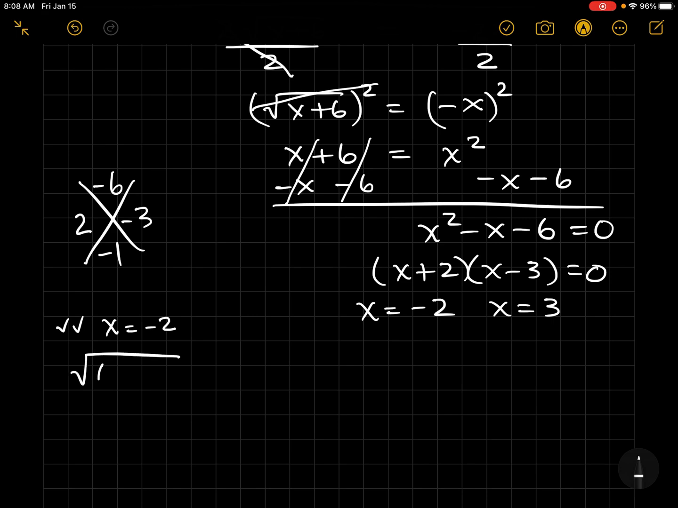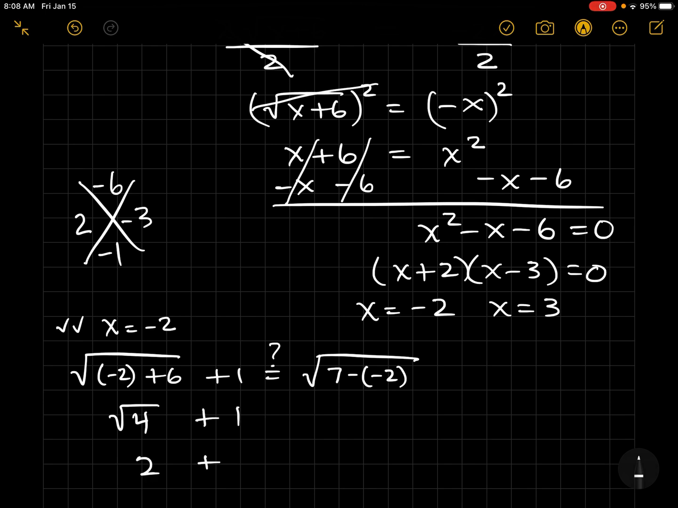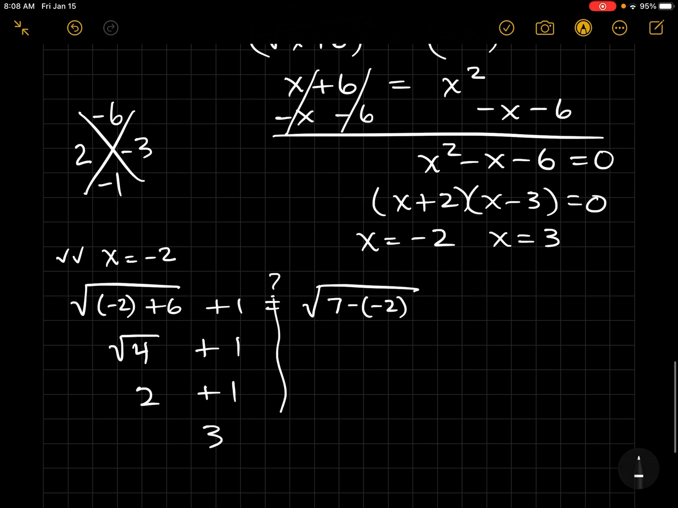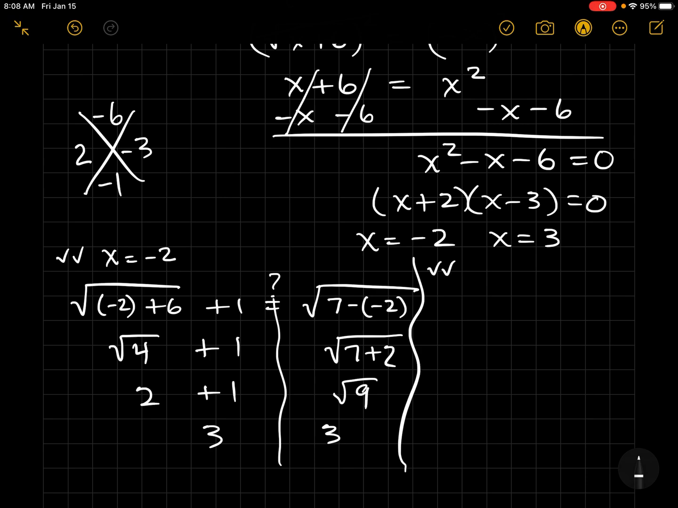So I have negative 2 here, plus 6, plus 1. Does that indeed equal 7 minus negative 2? So now I'm looking at the square root of 4 is 2, plus 1 is 3. Does that equal this side? That's 7 plus 2, radical 9. Yes. So that side is equal. Now I'm going to check to see. So that one's good. And now I'm going to check 3.